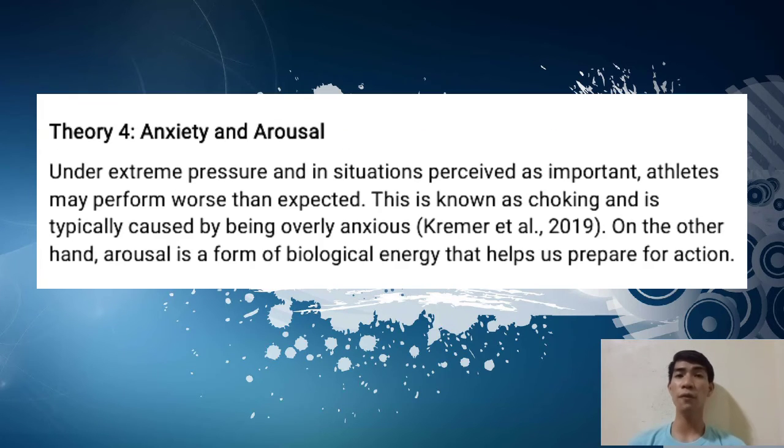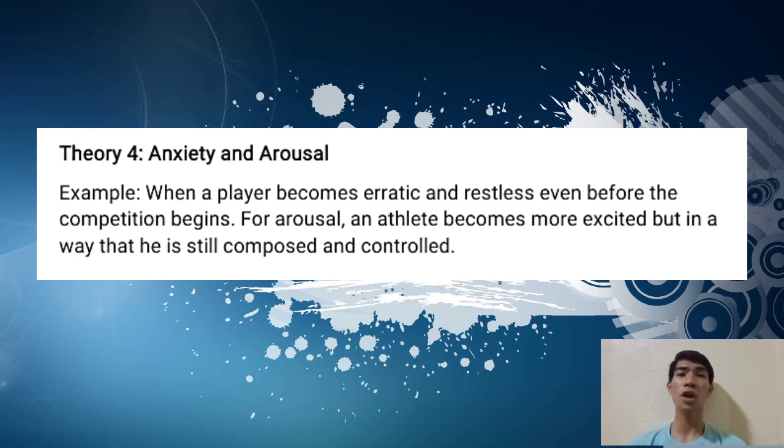So next, let's proceed to the fourth theory. This theory focuses on the anxiety and arousal of an athlete. According to Kramer, under extreme pressure and in situations perceived as important, athletes may perform worse than expected. This is known as choking, and it is typically caused by being overly anxious. On the other hand, arousal is a form of biological energy that helps us prepare for action. The example of anxiety is when a player becomes erratic and reckless even before a competition begins. And for arousal, an athlete becomes more excited in a way that he is still composed and controlled.